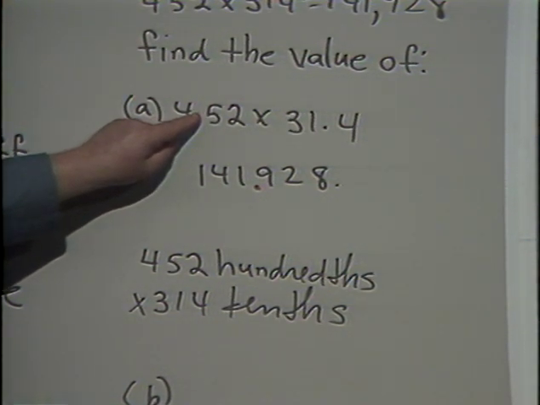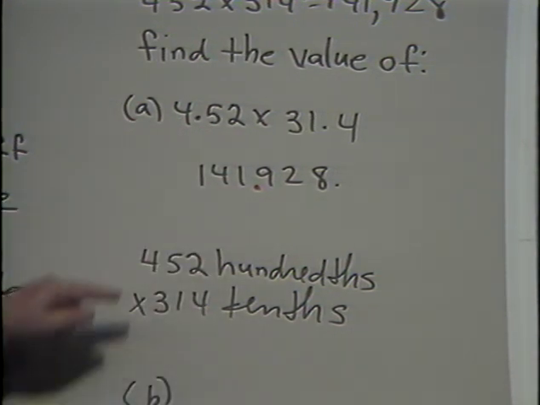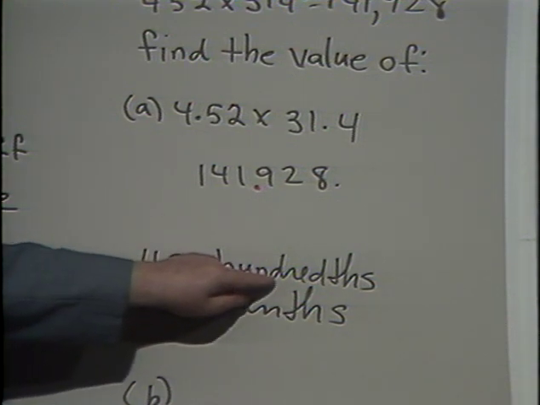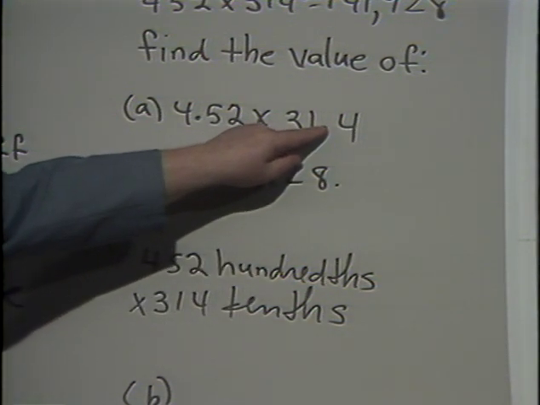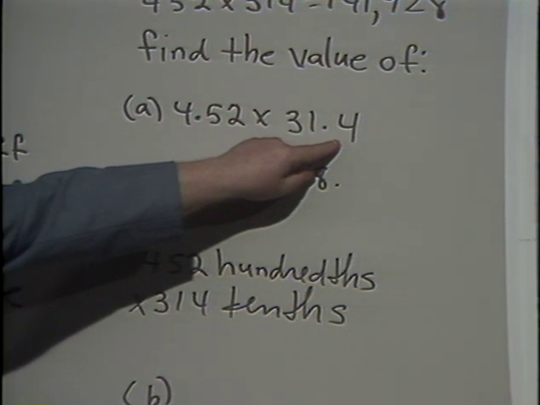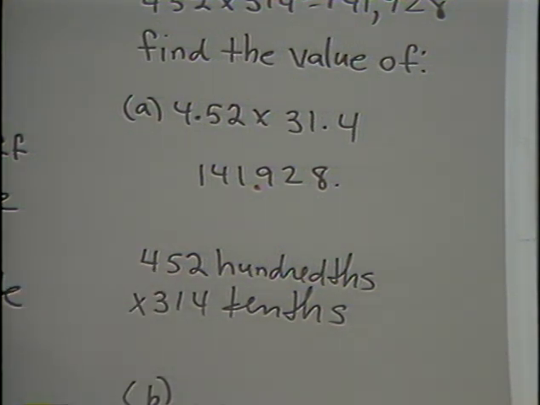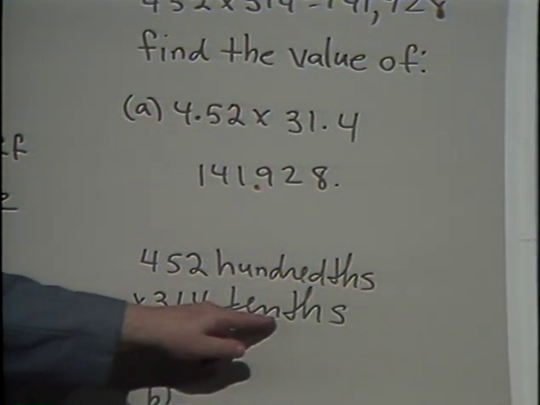And to see why that works, remember, how do you read this number? Without the decimal point, the adjective is 452. There are 2 digits to the right of the decimal point. That makes it hundredths. So this is 452 hundredths. This number without the decimal point would be 314. There's 1 digit to the right of the decimal point. That's tenths. So we're multiplying what? 452 hundredths by 314 tenths.